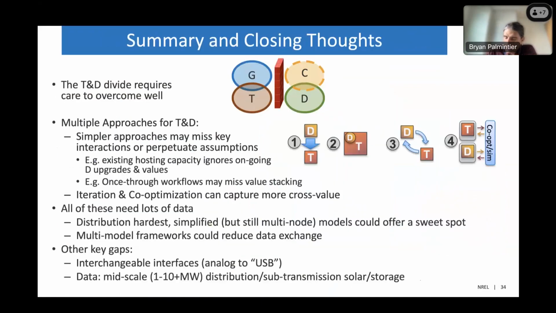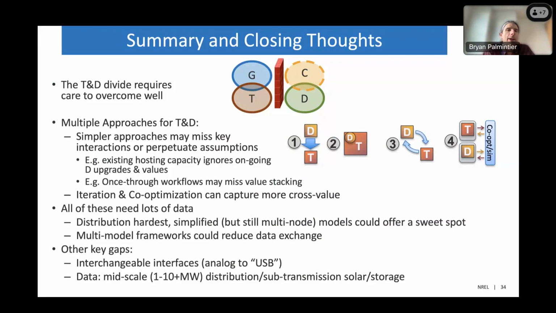And so the closing thoughts I have here, before we have a few minutes for Q&A, partially a summary. Hey, yeah, this transmission distribution divide is real, and we need to think about how to overcome it well. I listed out a number of different high-level architectures with examples for each for how this might be done. And the argument for having some of the more sophisticated, like number 3 and 4, is the idea that those first ones can miss some of the key interactions or perpetuate assumptions that went in at the beginning.